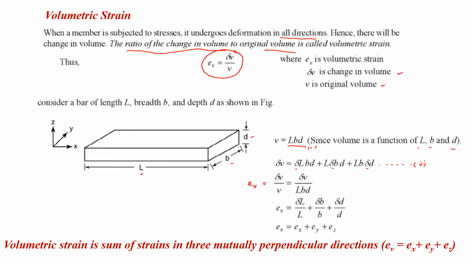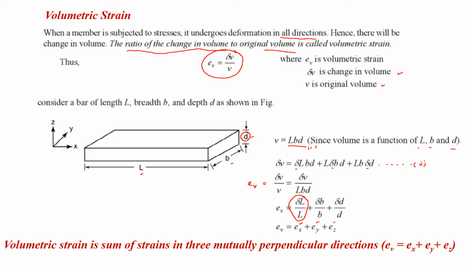So the first ratio delta L by L, that is the change in length to original length, is the longitudinal strain represented by Ex. And delta B by B as well as delta D by D are the lateral strains, that is the changes in lateral direction divided by the dimension in that direction. So delta B by B is Ey, and delta D by D is Ez. Here the dimension in Y direction is B, and the dimension in Z direction is D, which is the depth of the bar.